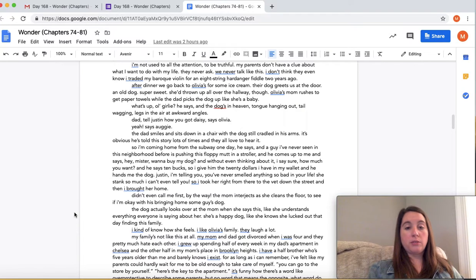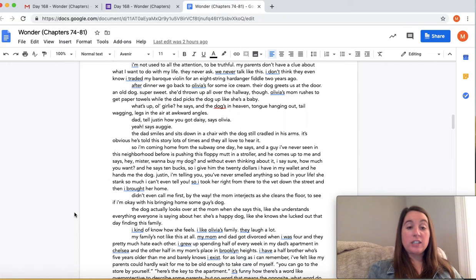After dinner, we go back to Olivia's for some ice cream. Their dog greets us at the door. An old dog, super sweet. She'd thrown up all over the hallway, though. Olivia's mom rushes to get paper towels while the dad picks up the dog like she's a baby. "What's up, old girlie?" he says. And the dog's in heaven, tongue hanging out, tail wagging, legs in the air at awkward angles.